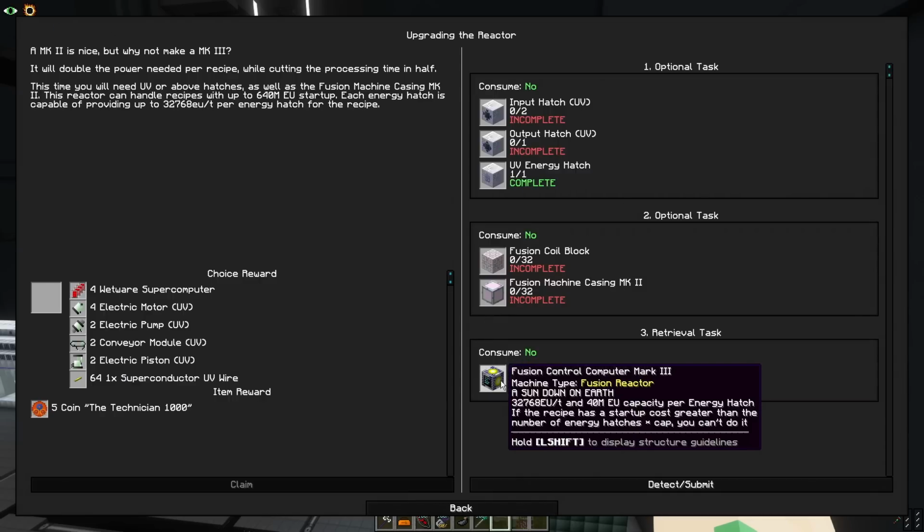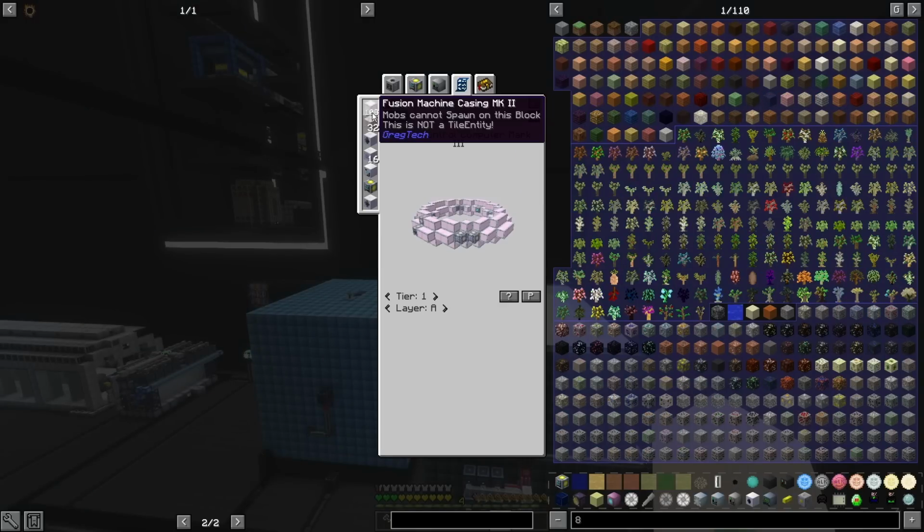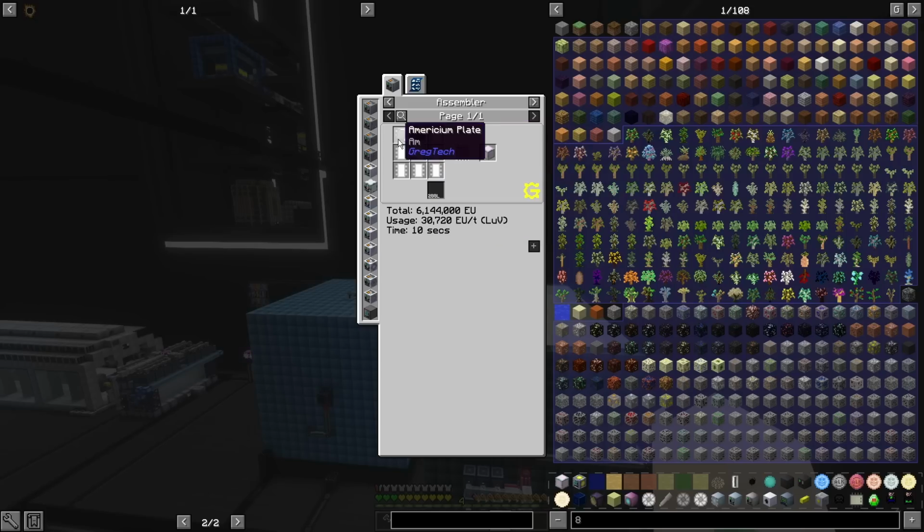Fusion Control Computer Mark III. This is going to be expensive, but that's not surprising to anyone. It also needs Mark II fusion machine casings. These need fusion machine casings, molten aquata alloy, and americium plates. So the cost is going to add up.